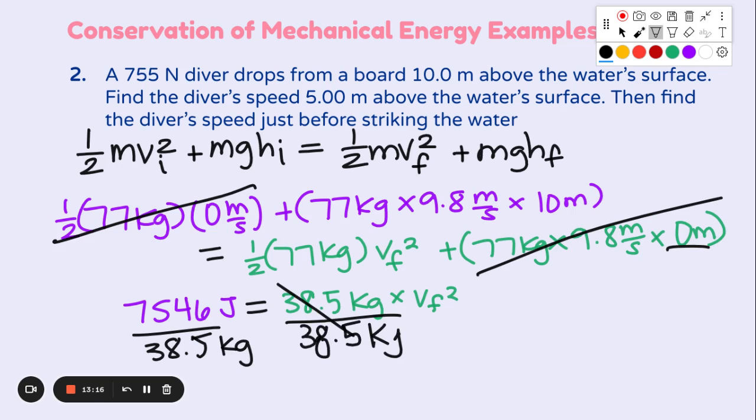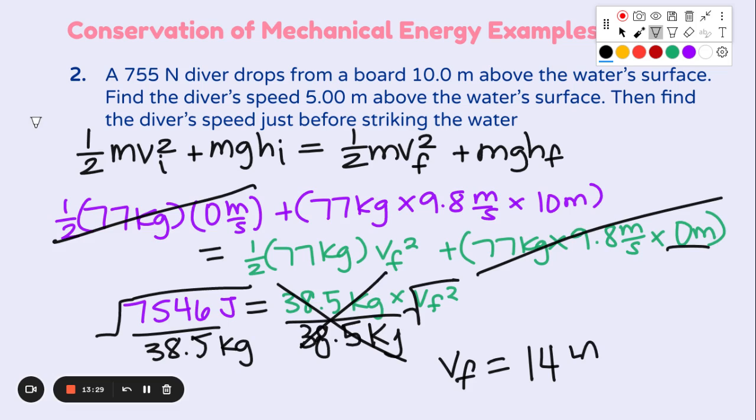And then what you're left with is V final, so you're going to square root that, and that should give you a final answer of your V final being, you plug all that in, you end up with 14 meters per second. That is an M. You can't tell it's an M.